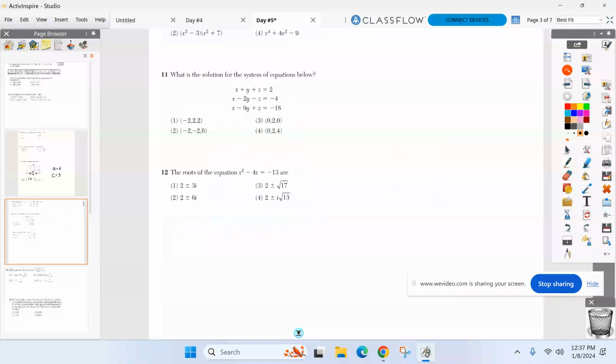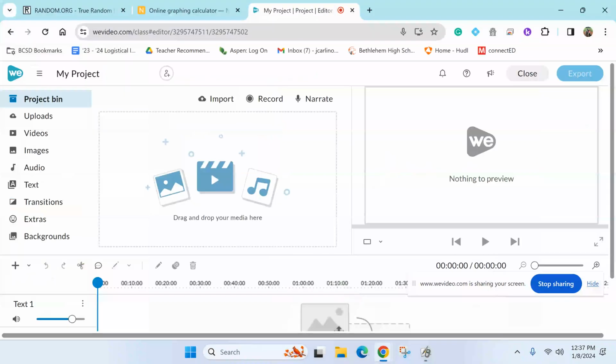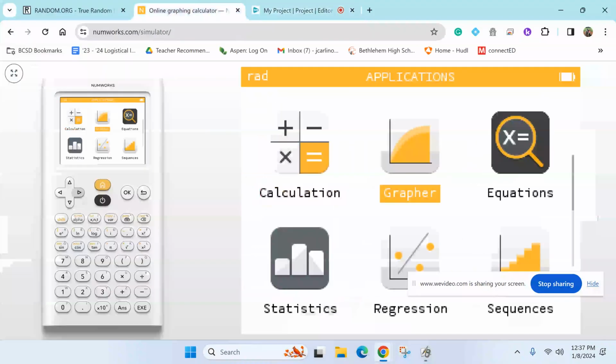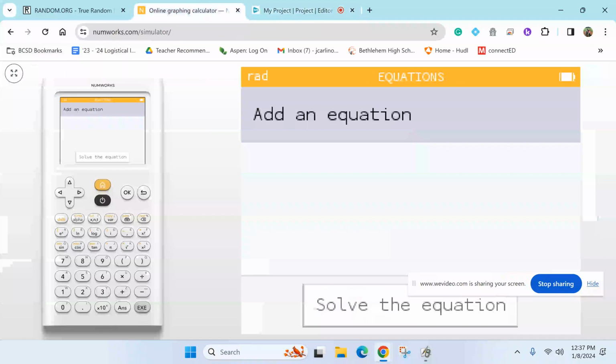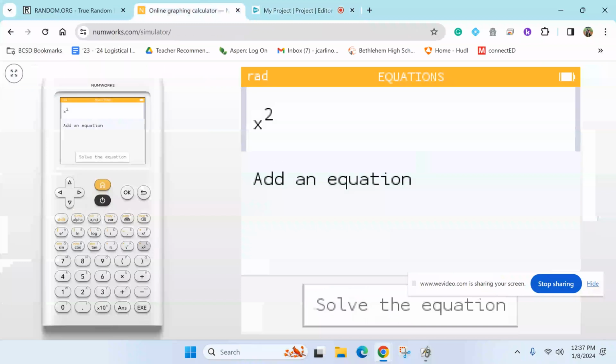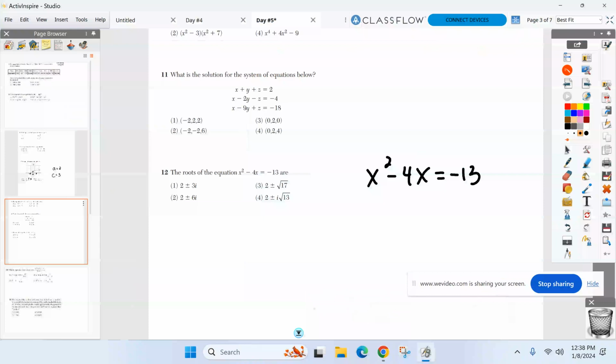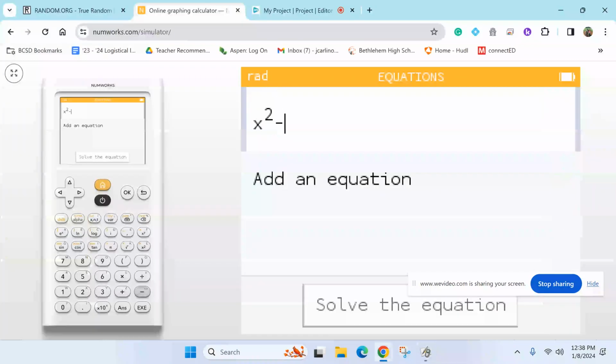Okay, number 12, x squared minus 4x equals negative 13. First thing I'm going to do is I'm going to go right to solver, right? Right to equations, and I better do that on this one so I can show you everything. So I'm going right to equations, typing in the equation, x squared minus 4x equals negative 13. Yep, negative 13 equals negative 13.